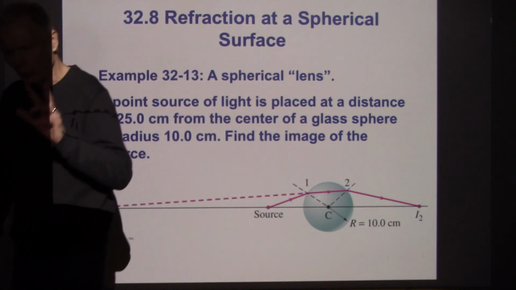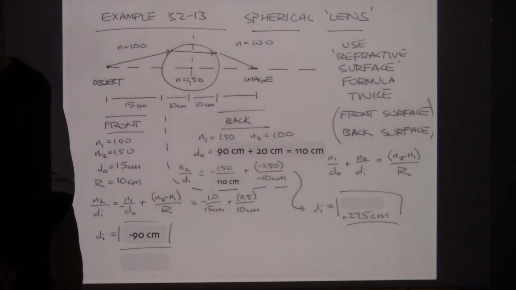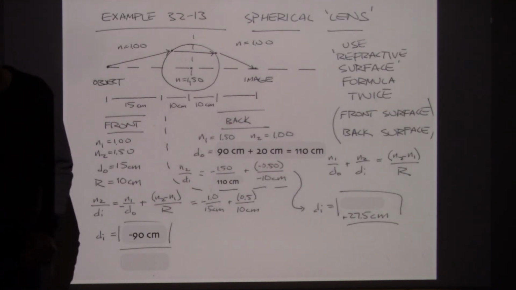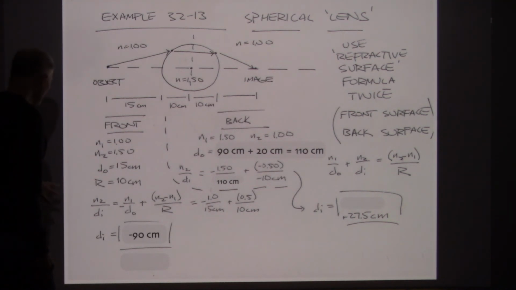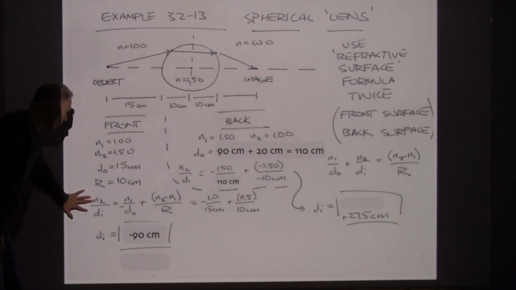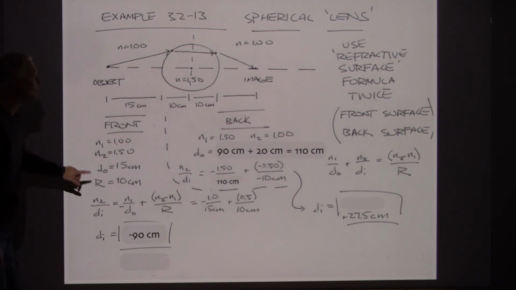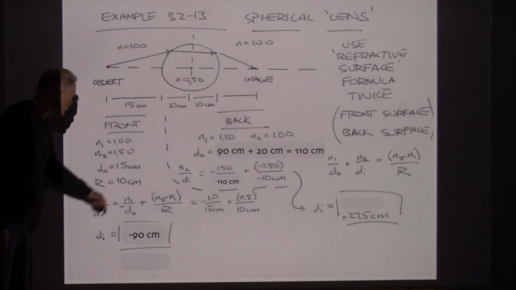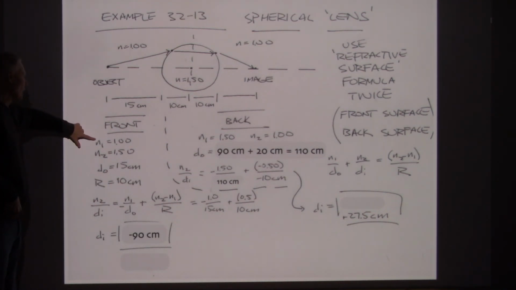So it looks like for 2 surfaces, we have to use that formula twice. Okay, and the formula is right here, so that we don't lose track of it. So the formula is right here, same formula that we used before. I've moved one of the terms over. But N1 is 1, so this is refraction at the front surface.